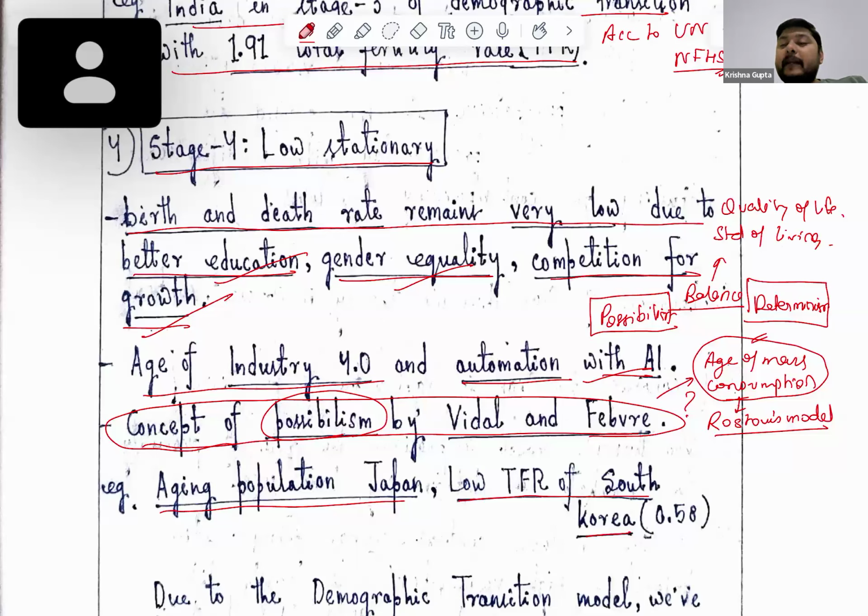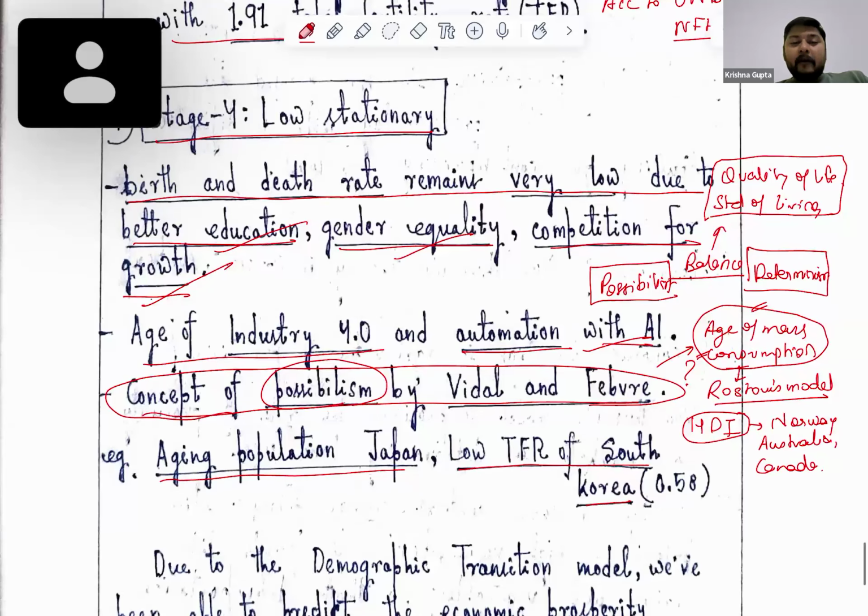So we can also interlink this with the Human Development Index. For example, the region of Norway, then Australia, then Canada, where balance has been achieved. The quality of life and standard of living is very high, and here we see that they are under the age of mass consumption of the Rostow model. Also, the aging population of Japan and the low total fertility rate of South Korea, it is good here.